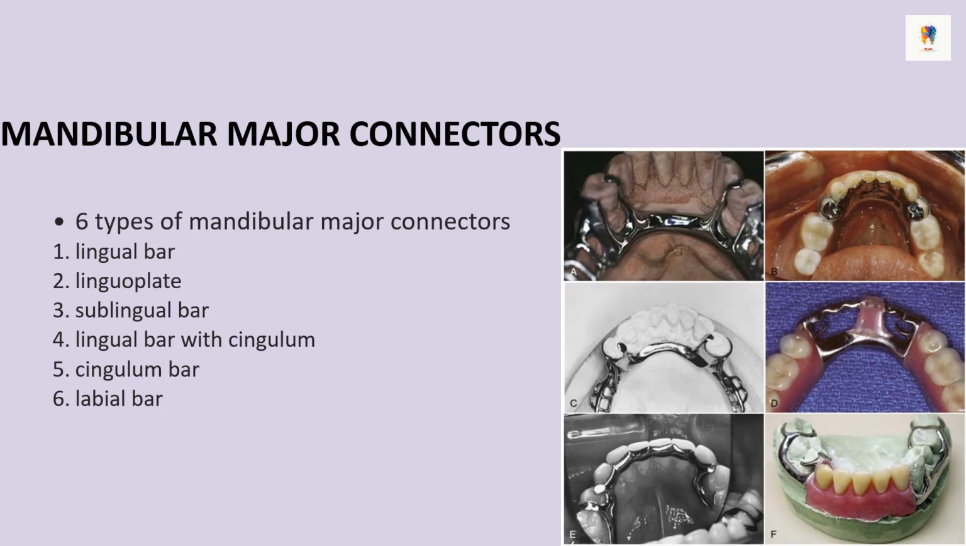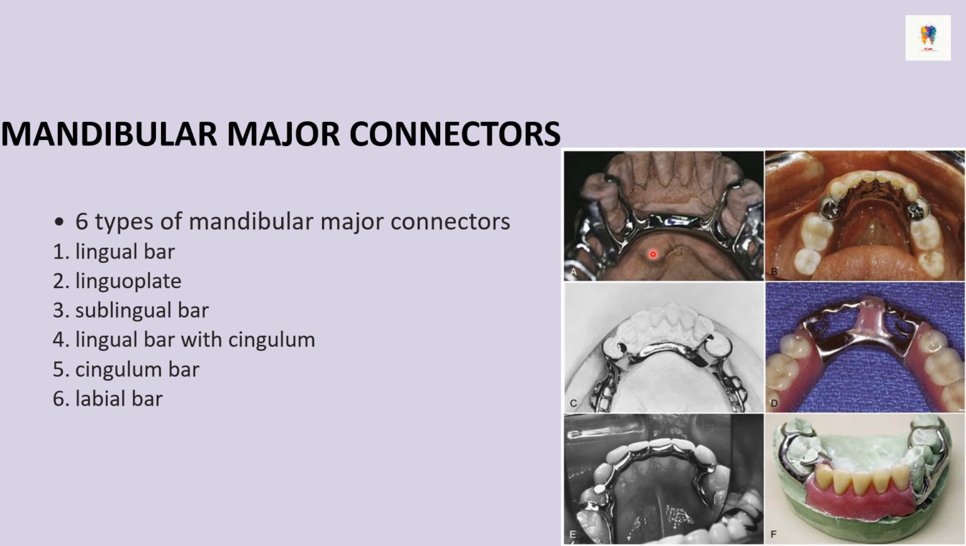Okay, so we have six types of mandibular major connectors that we can give, but the most frequently used and most advised major connector is the lingual bar. Second type is the lingual plate. Then we have the sublingual bar, the lingual bar with cingulum bar, the cingulum bar, and the labial bar. In this picture, there are all six types of these.